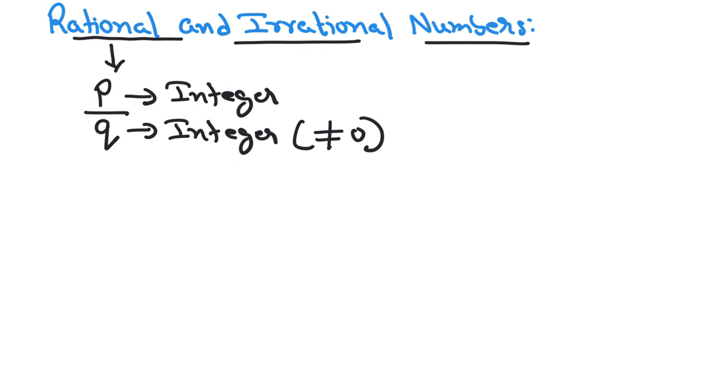Okay, so if this is the definition of rational numbers, quickly tell me: 3 over 7, is this a rational number?